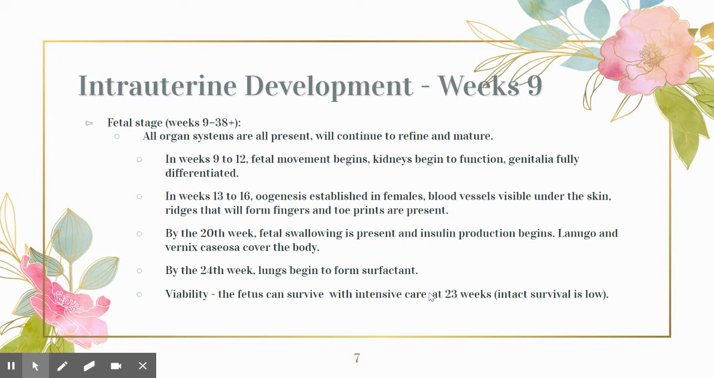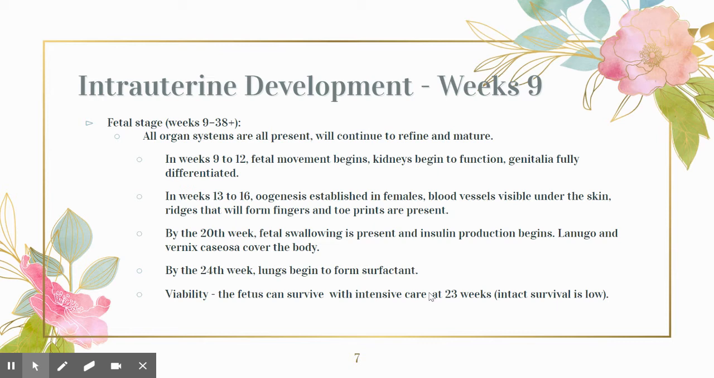In weeks 9 through 12, fetal movement begins. It's not felt by the mom until about week 16 through 20, so make a note there. The kidneys begin to function, and genitalia are fully differentiated by 12 weeks. If you have a really good high definition ultrasound, you can see gender. It is more common to see it around week 16 through 20 with normal technology, but you could see it at week 12. In weeks 13 through 16, the female will have all the eggs she's going to have. They are not mature, but they are there.